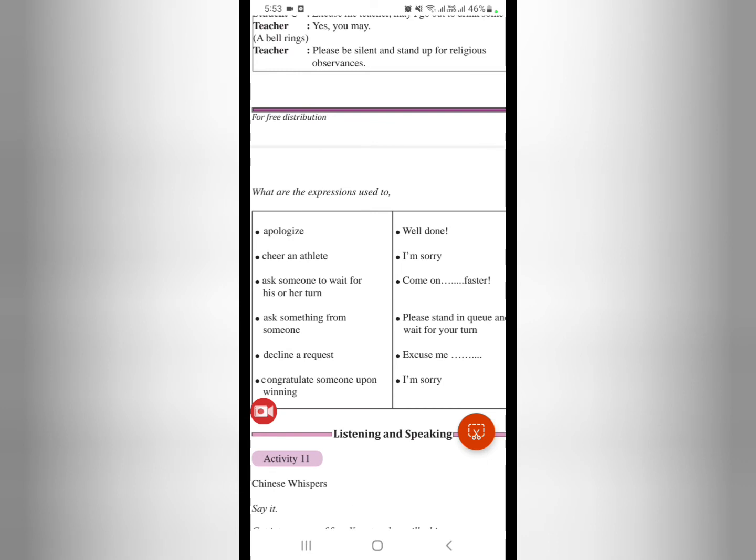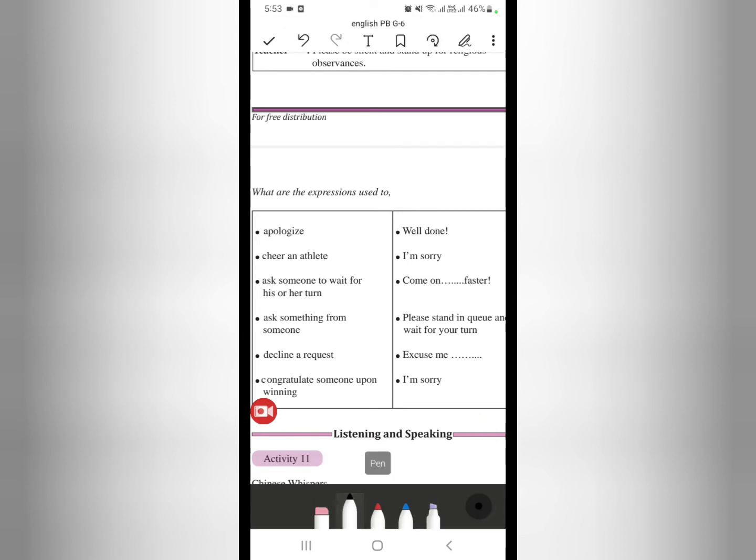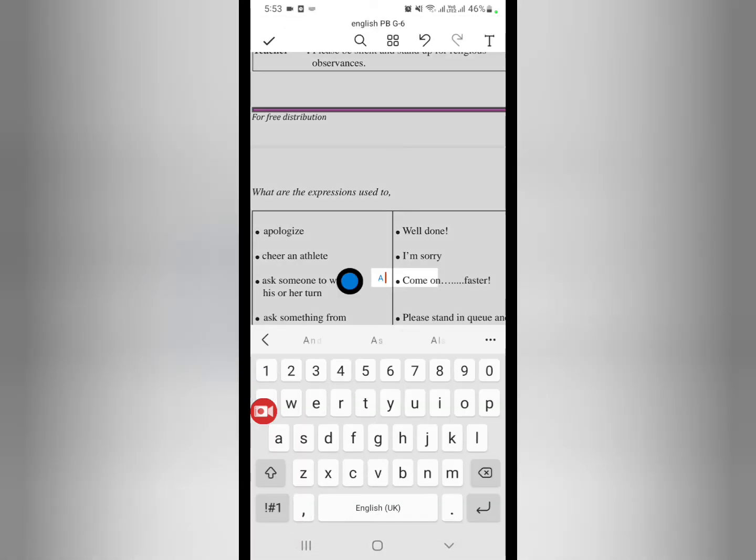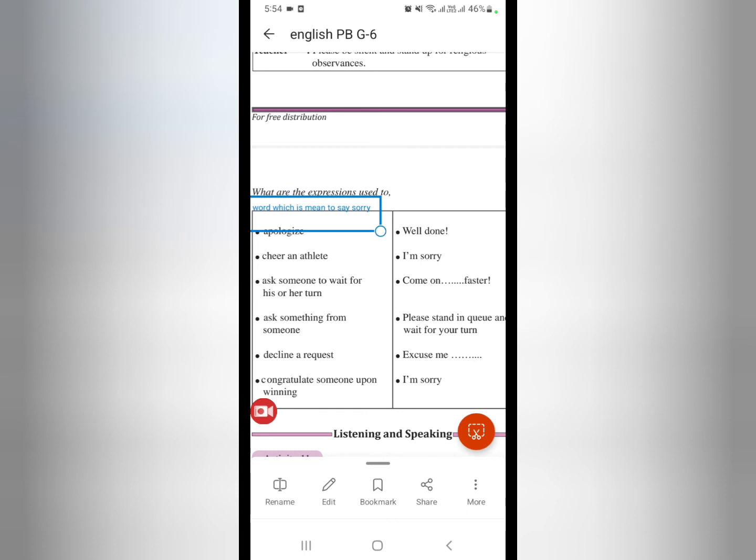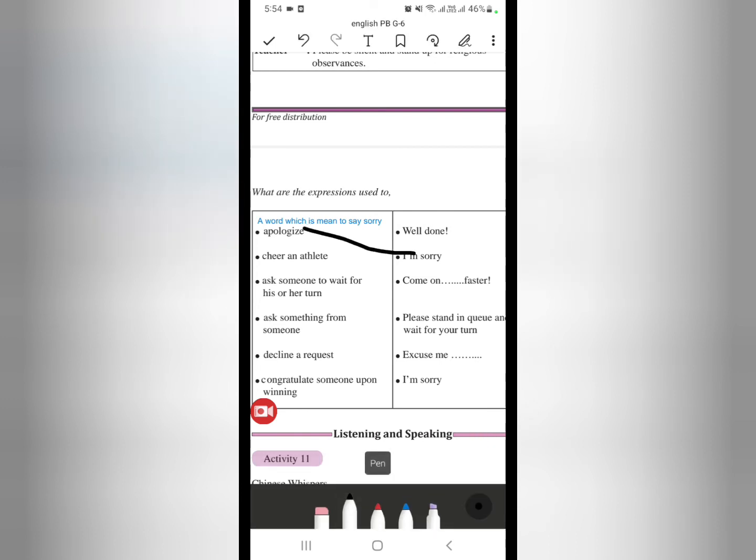Now, apologize. Apologize means saying sorry. A word which is meant to say sorry. Okay. Then what will you use? I am sorry. Then cheer an athlete. Cheer means hooray, come on, fast, like that we will say. Like that. Then come on faster.